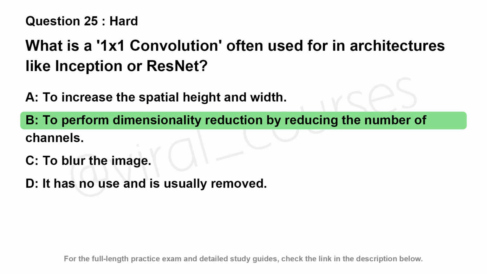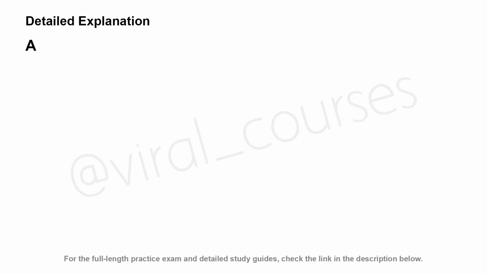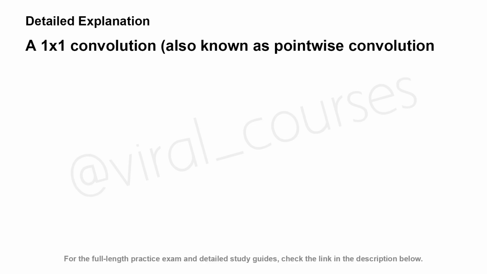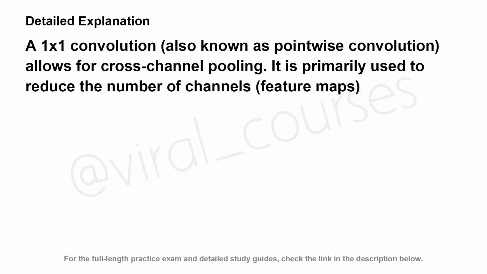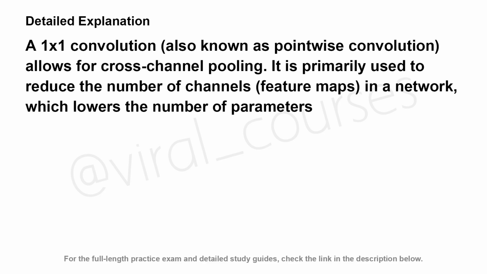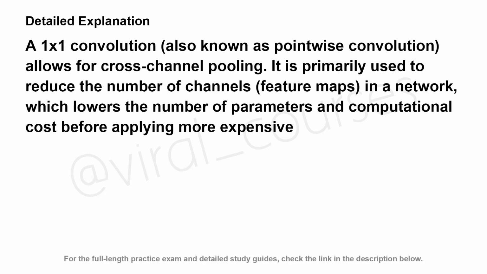The correct answer is B. A 1x1 convolution, also known as pointwise convolution, allows for cross-channel pooling. It is primarily used to reduce the number of channels in feature maps in a network, which lowers the number of parameters and computational cost before applying more expensive 3x3 or 5x5 convolutions.